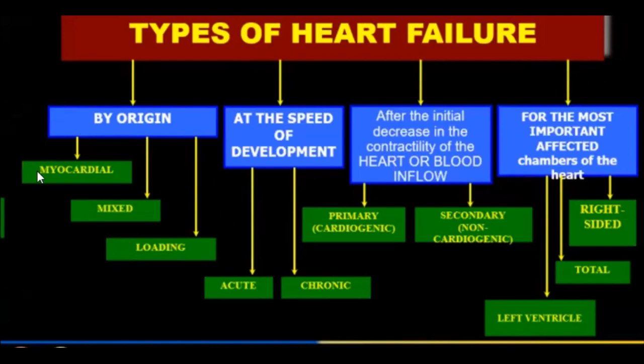Next, types of heart failure. By origin: myocardial, mixed, and loading. By speed of development: acute and chronic. After the initial increase in contractility of the heart or blood inflow: primary or cardiogenic, and secondary, non-cardiogenic. By the most affected chambers of the heart: left ventricle, right side, or total.